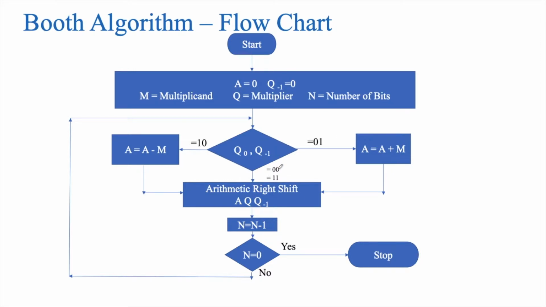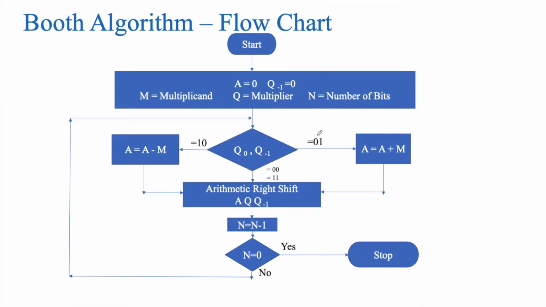If both are either 0, 0 or 1, 1, then we have to just go for arithmetic right shift of contents in A register, Q register and Q minus 1. Then reduce number of bits n by 1 and check whether it is 0 or not. If it is 0, we can stop the iteration or we can continue with the flowchart once again.